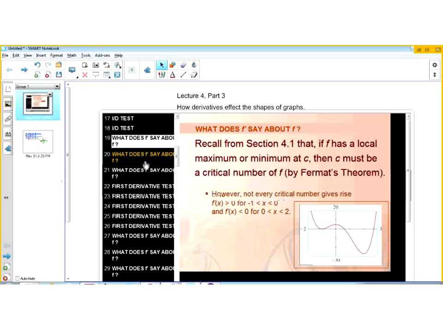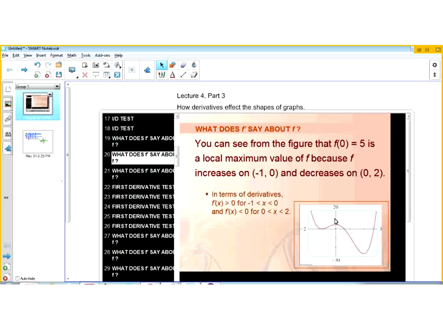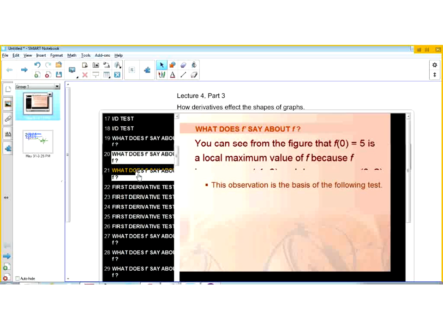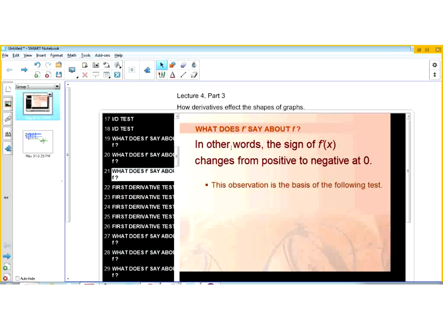So moving along, you can see from the figure that f of 0, which equals 5, is a local max value because f increases from -1 to 0 and decreases from 0 to 2. In other words, at x equals 0, we have this point of transition from increasing to decreasing function. So in terms of the derivatives, f prime is greater than 0 from -1 to 0, and it's less than 0 from 0 to 2. Okay, so we should be ringing in our heads now. In other words, the sign of f prime of x changes from positive to negative at 0.